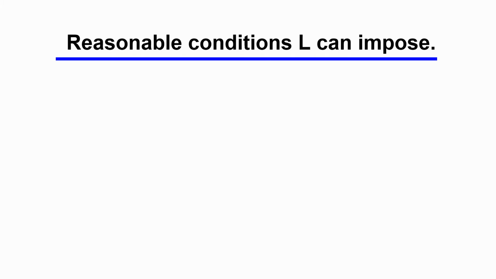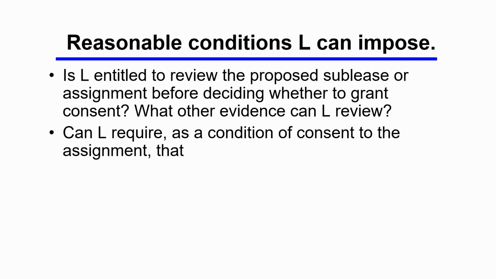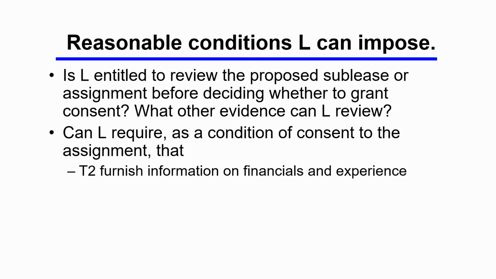Now, when the landlord's consent is requested, the landlord might want to impose some conditions on giving that consent. Is the landlord entitled to review the actual document, the proposed sublease or assignment, before deciding whether to grant consent? Obviously, that would be eminently reasonable of the landlord. In fact, it would be almost careless of the landlord to fail to do it. What other evidence can the landlord review? Well, could the landlord, for example, require as a condition of consent to the assignment that T2, the new tenant, furnish information on T2's financials and T2's experience in running this type of business so the landlord can judge whether T2 would be an acceptable and reliable subtenant or assignee?